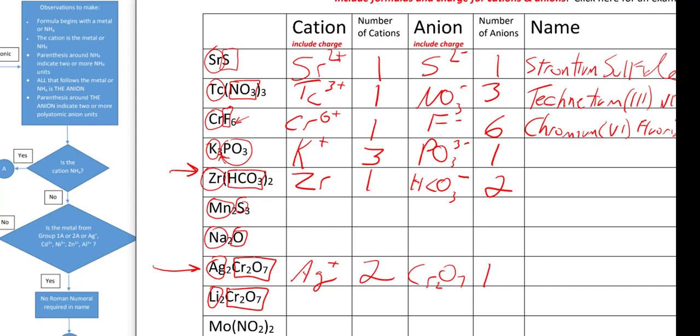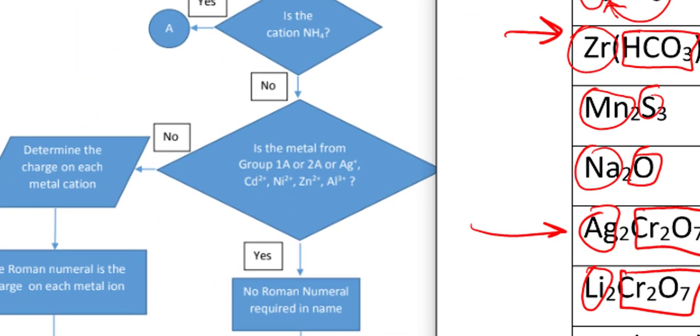There's no parentheses here. There's not 7 of them. There's no parentheses because that means there's only 1. Remember down here, parentheses indicate more than 1 polyatomic ion. There's no parentheses here, so you got 1. This one is silver dichromate. No Roman numeral needed because silver is one of these 5.